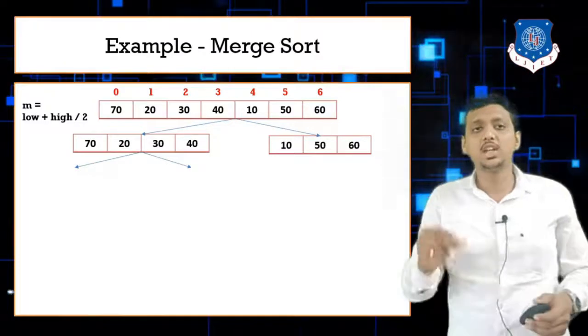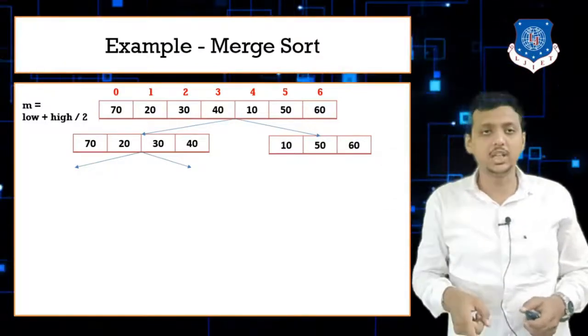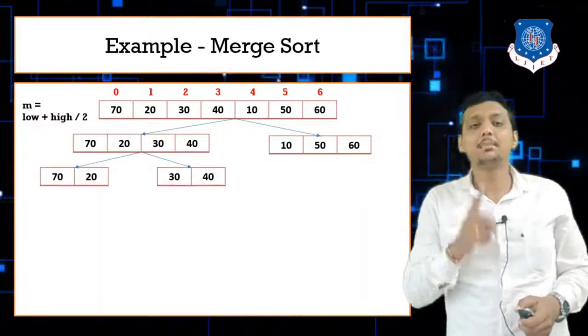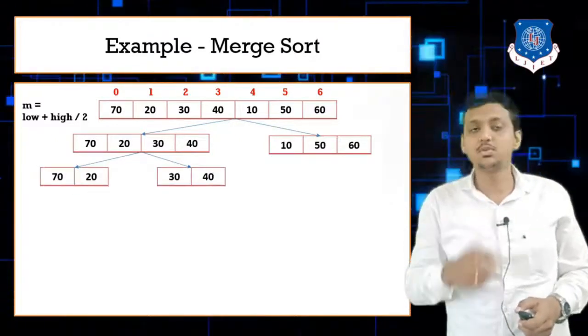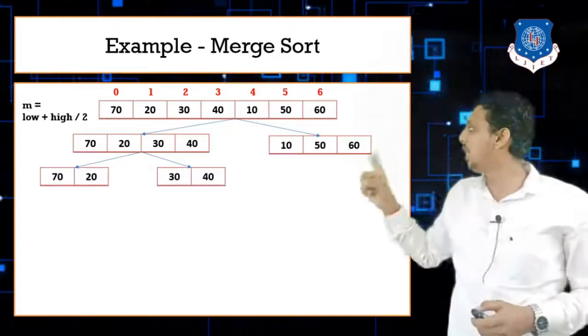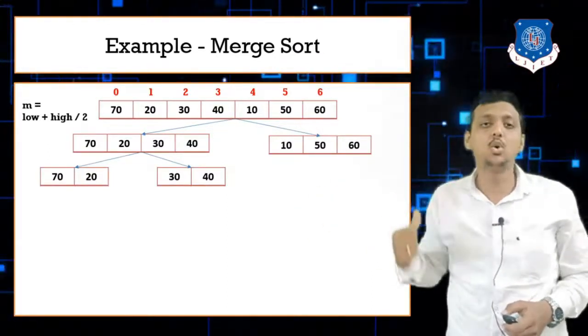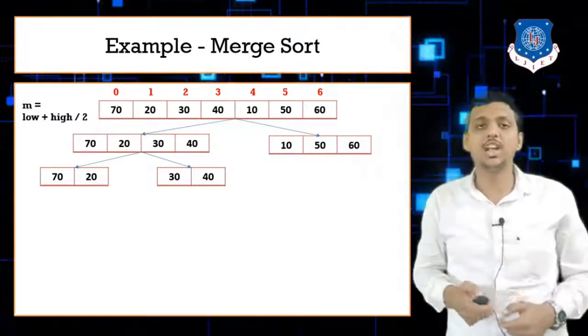So here we have, if you can see, 0, 1, 2, 3. Okay, so 0 plus 3 by 2 becomes 1.5. So you need to divide from 1. So 0 and 1, that means 70 and 20 go on the one side and 30, 40 go on the other side. So what about the 10, 50, 60?